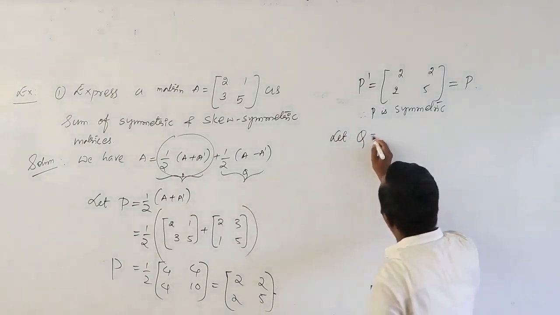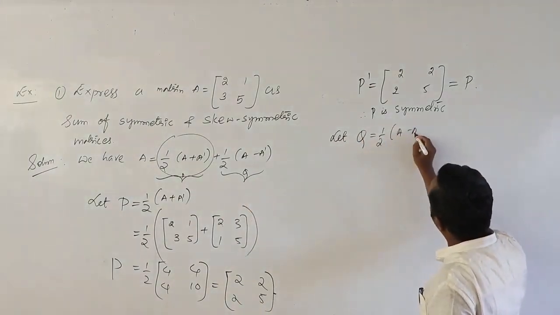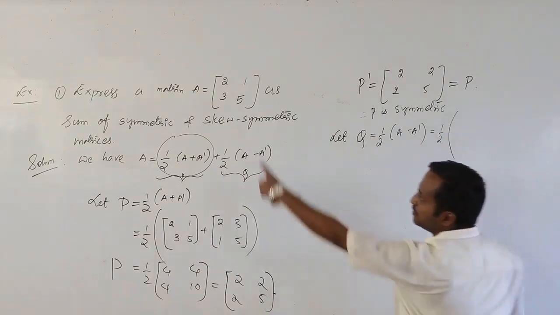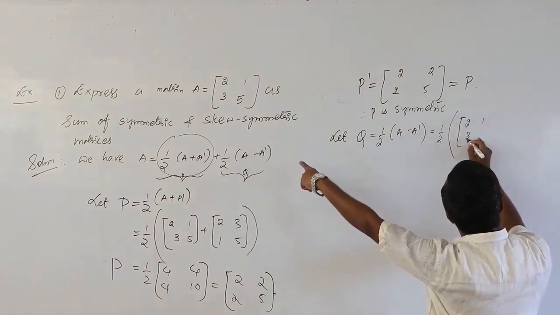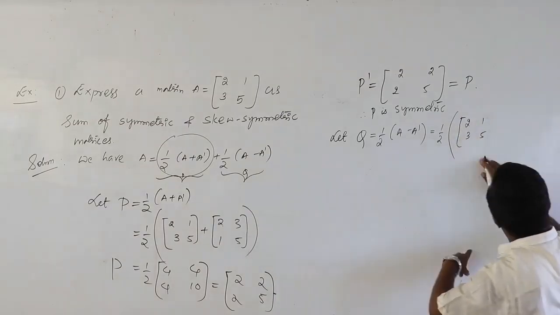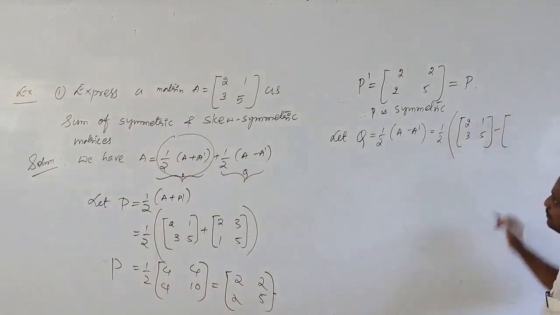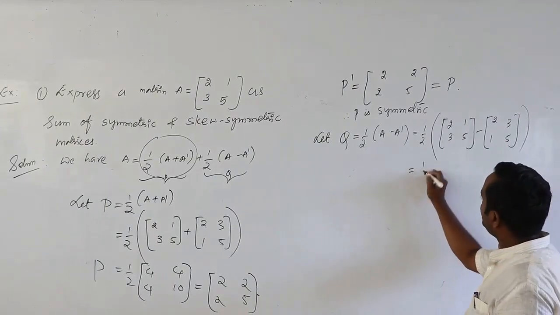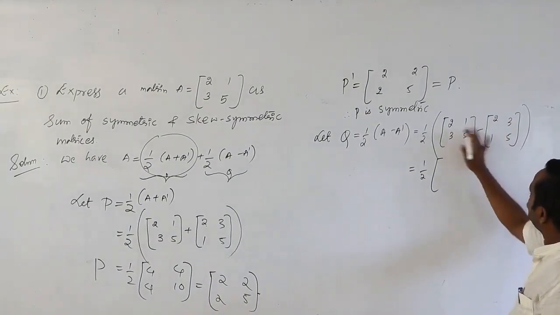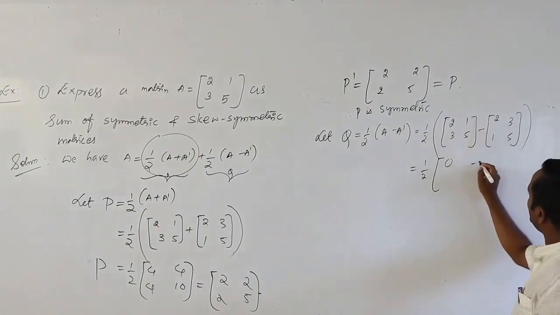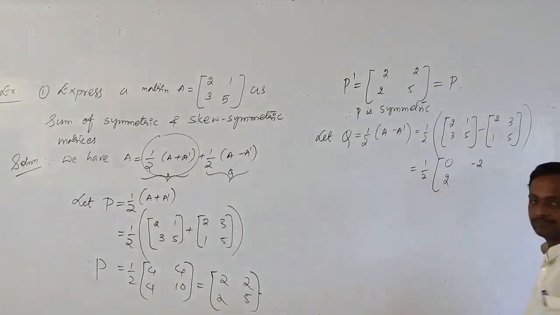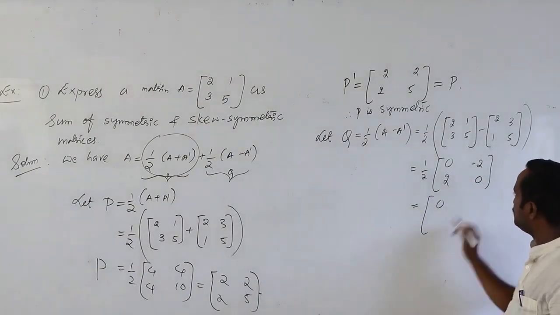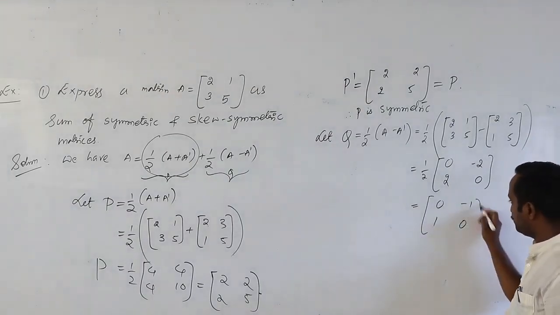Next, let us take Q, which means 1/2 (A minus A dash). Observe the point. A is 2, 1, 3, 5, minus A dash, which is 2, 1, 3, 5 transposed. 1/2 keep as it is. Subtract: 2 minus 2, 0; 1 minus 3, minus 2; 3 minus 1, 2; 5 minus 5, 0. Multiply by 1/2: 0, minus 1, 1, 0.